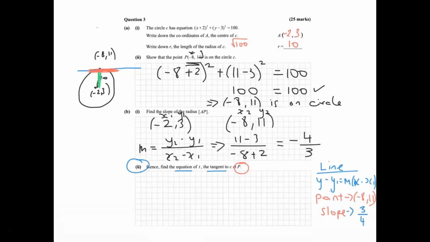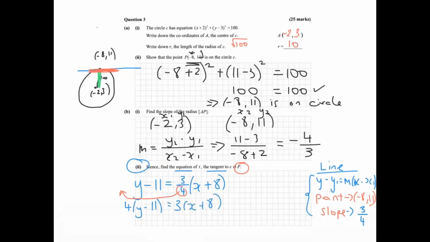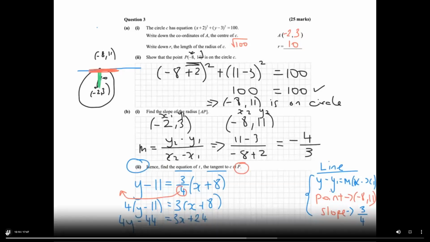The slope is going to be 3/4. So I flipped it upside down and I've changed the sign. Now I go and sub all that information into my formula. So it's going to be y minus 11 is equals to 3/4 x plus 8. The trick I like to do here is I take the bottom and I multiply it up here. So that's going to be 4 bracket y minus 11 equals 3 bracket x plus 8. So that's going to give me 4y minus 44 is equals to 3x plus 24.